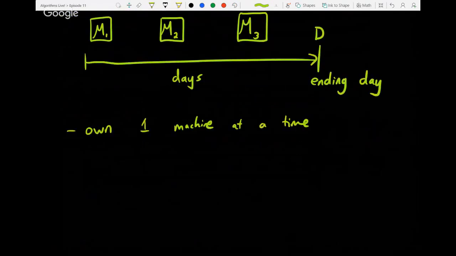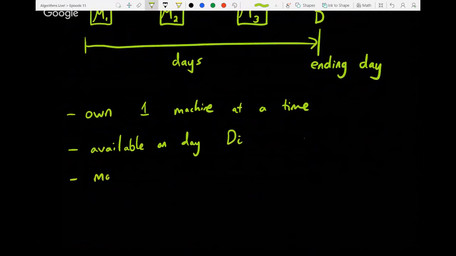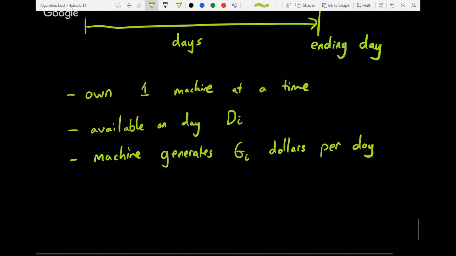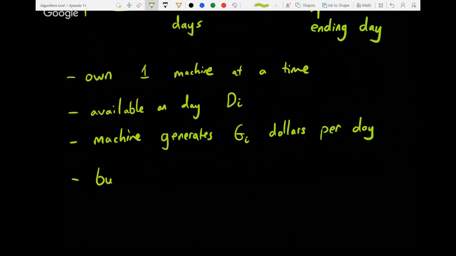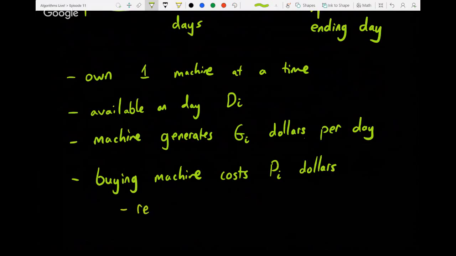And another thing is, let's talk about the machines. So it's going to be available on some day DI. Okay, and this machine generates some money, some amount of money per day. Other things. So if we want to buy this machine, it's going to cost PI dollars. And so what about resale? So we could resell the machine for RI dollars.